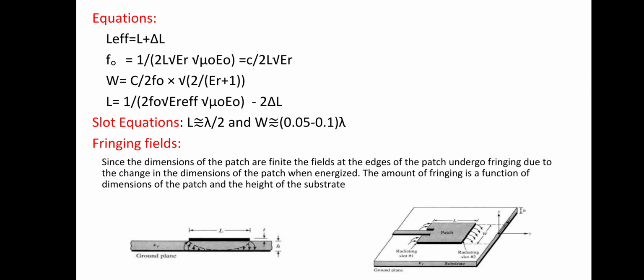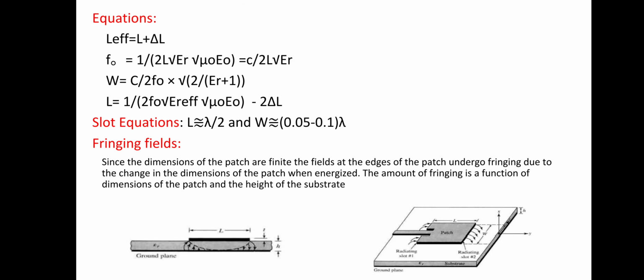Equations. The slot dimensions can be calculated by these equations. L effective is equal to L plus change in length, and so on. These equations give us the dimensions of the required patch antenna.